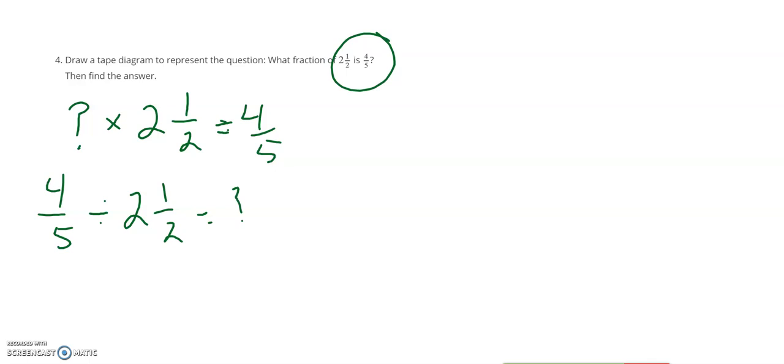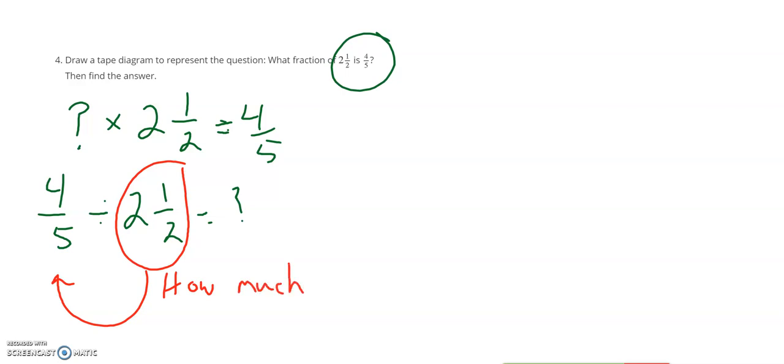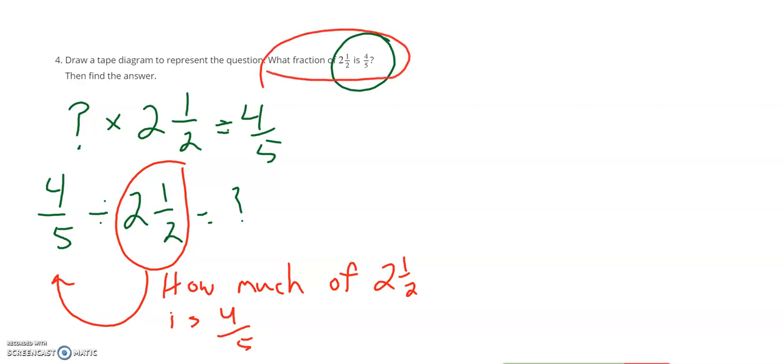Remember, this means how many is how we've been thinking of it. How many 2.5s fit into 4/5? 2.5 is bigger than 4/5, so it's not going to fit. So it's more like how much of 2.5 is 4/5, or what fraction of 2.5 is 4/5.